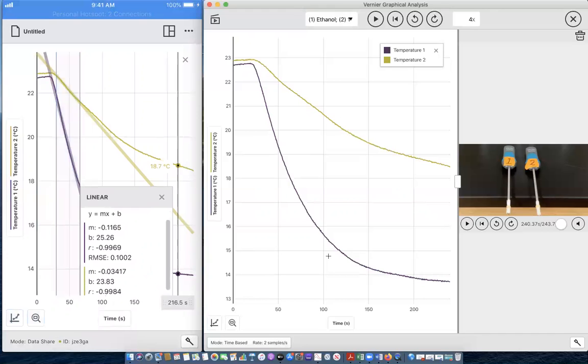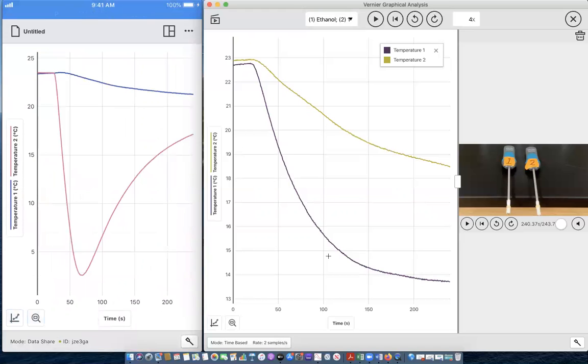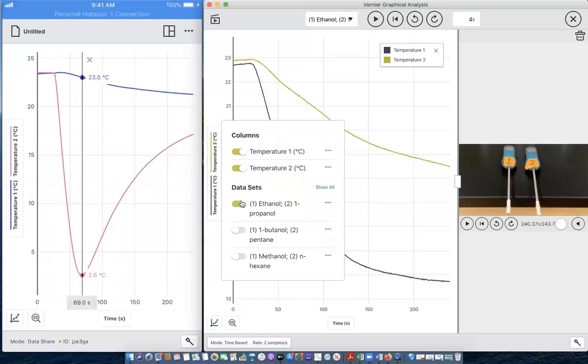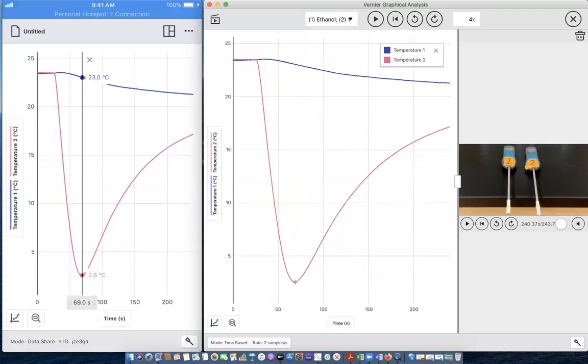At this point, the student could do any analysis of the other liquids that were involved. So they're pretty much on their own. They could do the same thing with the butanol versus the pentane, look at the differences. If they tap anywhere along the curve, they can read what the values are. I, as the teacher, could be doing that same thing, but it would be good if they could explore on their own and try to see if they can derive some interpretations of the data.